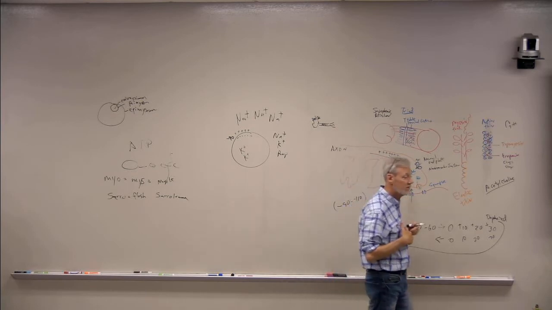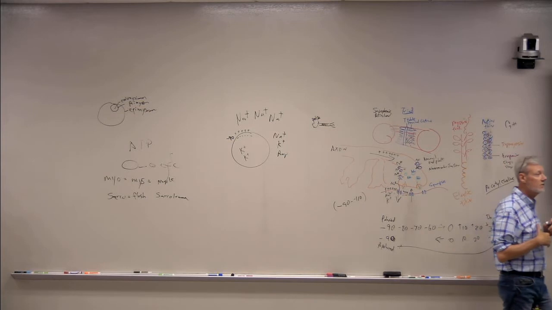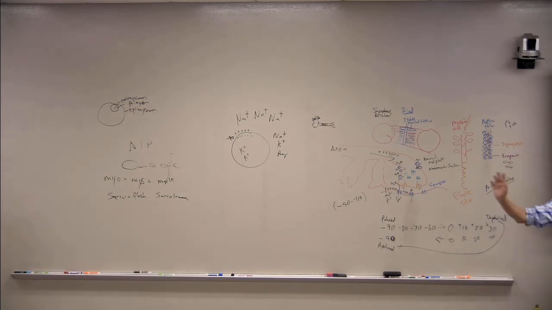Now, as this signal switches, it's called excitation contraction coupling. It's going to spread, so more and more muscle cells will contract.